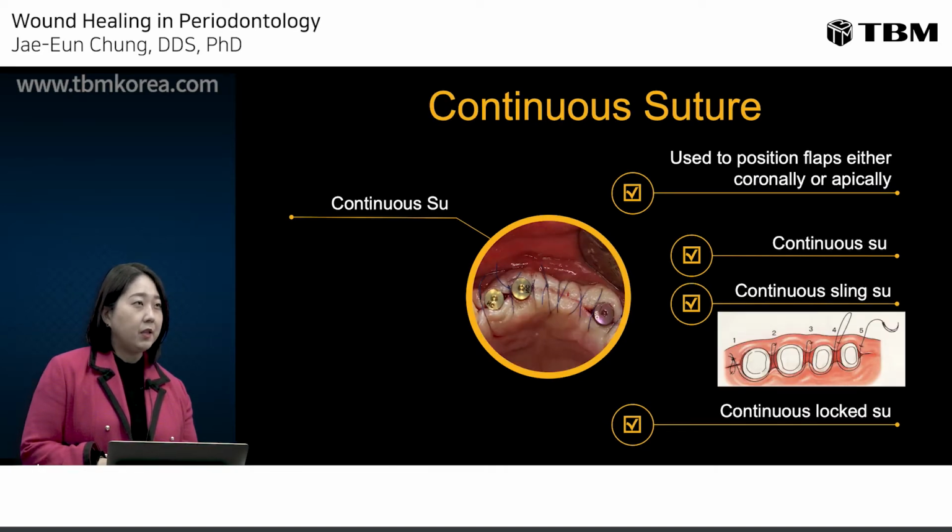The main advantage of continuous suture is the speed, because we just make one tie in the long wound area. But the main disadvantage is that if the suture breaks at one point, the flap may become loose or the suture may untie from multiple teeth. The continuous sling suture is used to adapt the buccal and lingual flaps without tying the buccal flap to the lingual flap. The teeth are used to suspend each flap against the bone.